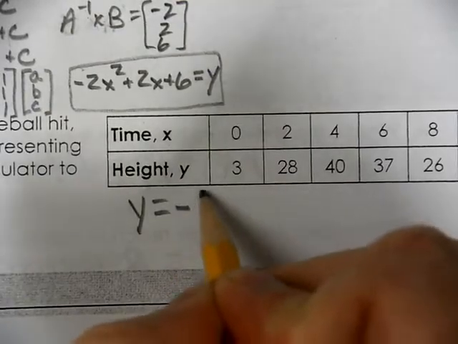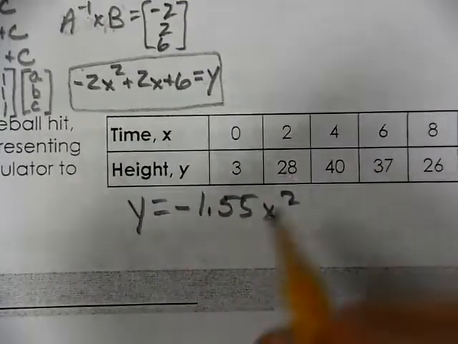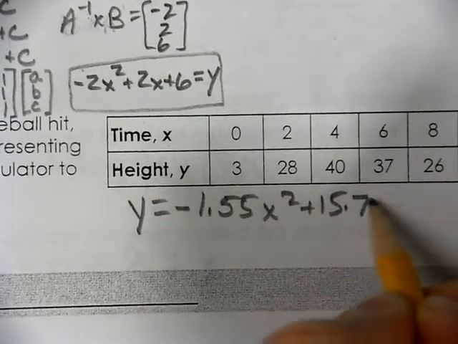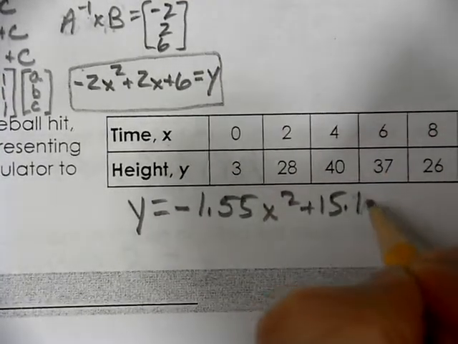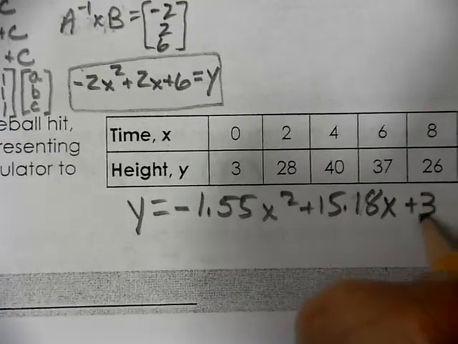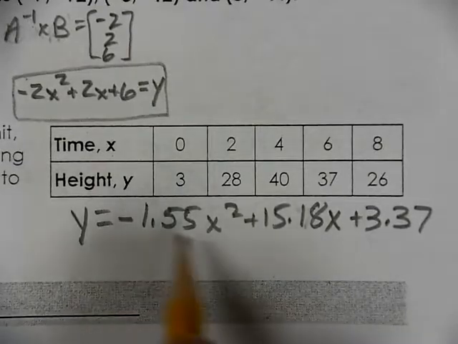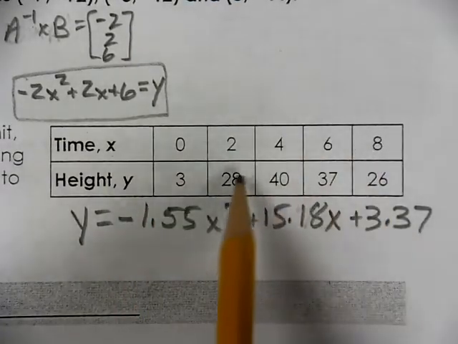So y equals negative 1.55x squared plus 15.717, or let's round that up to 1/8, x plus 3.37. This is the quadratic equation that best hits these points.